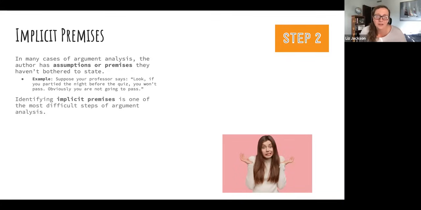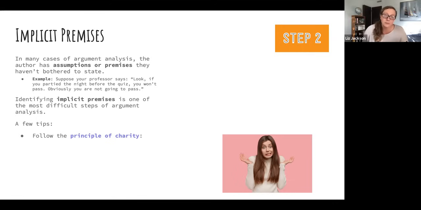And I think part of this, because it is really difficult to know what is the implicit premise or implicit assumption, this is one of the most difficult steps of argument analysis, is filling in what people are assuming. So here's some tips. And this is going to sort of preview our third step, but we'll talk about this briefly. So the first tip is following the principle of charity.